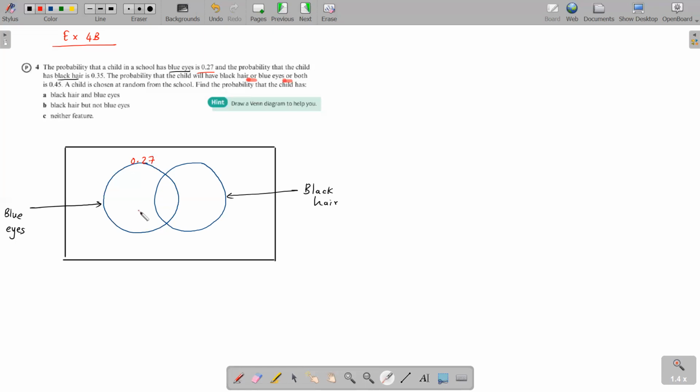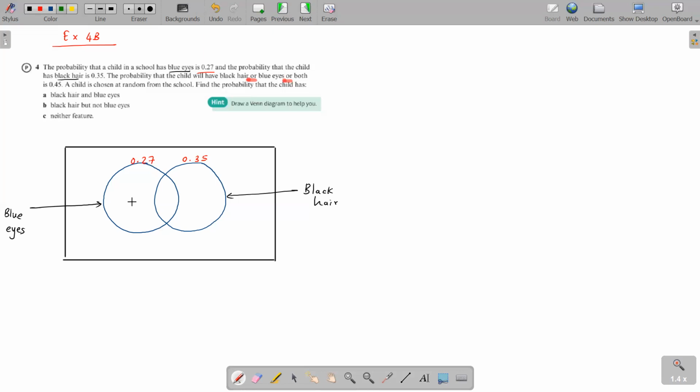Okay. So then the next one, the probability the child has black hair is 0.35. So black hair is this full circle. This full circle includes two sections. When you add both of those sections together, the answer is 0.35. Okay, so black hair is 0.35. The probability that the child will have black hair or blue eyes or both. Okay, now this is important. Is 0.45. How do we mark that?